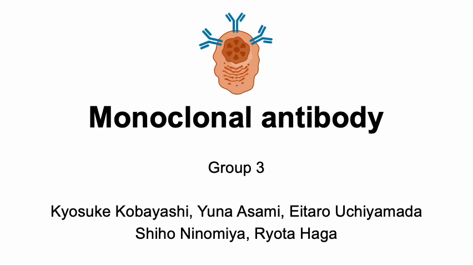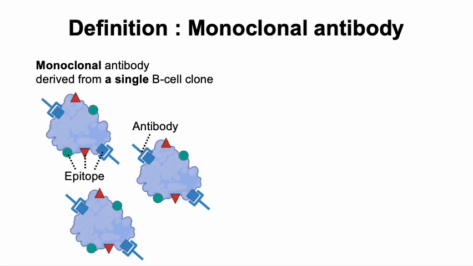Today we will talk about monoclonal antibodies. First, let me explain the definition of a monoclonal antibody. A monoclonal antibody is produced from a single B-cell clone, so it recognizes only one specific epitope. Because of this, monoclonal antibodies have extremely high specificity.